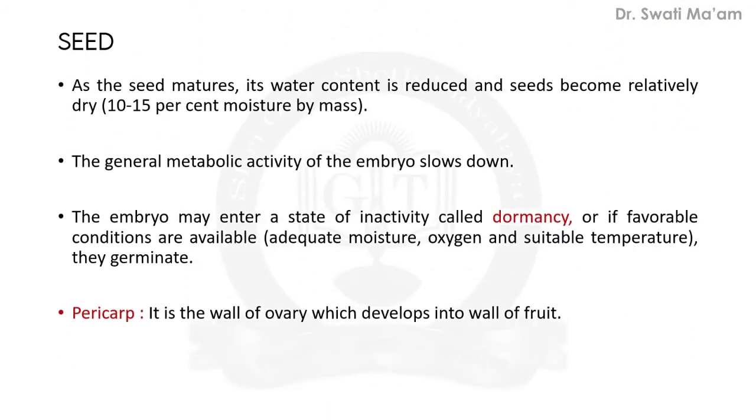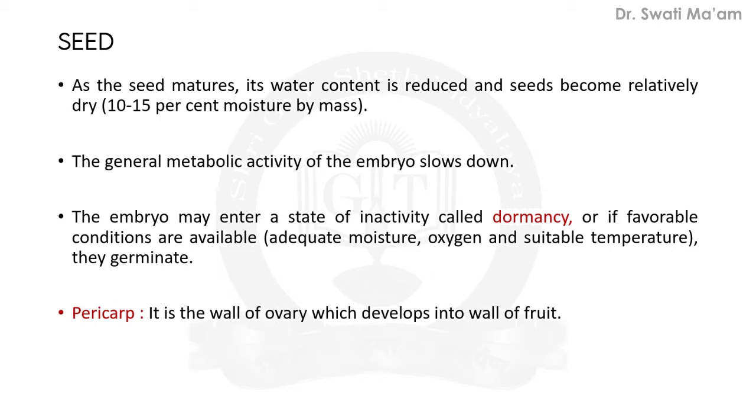The next slide is showing certain characteristic features regarding seeds. As the seed matures, its water content is reduced and the seed becomes relatively dry. So dry seeds are there because the water content is used up, and it is reduced to about 10 to 15% moisture by mass. So dry seeds are more viable and they can be retained for a longer period of time.